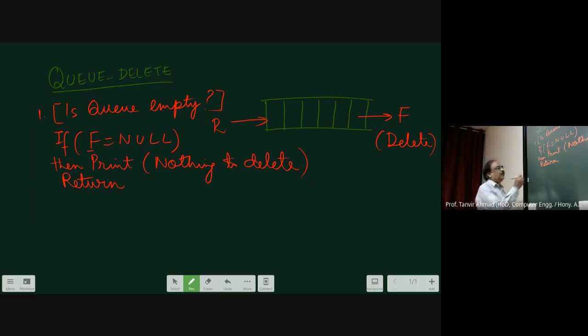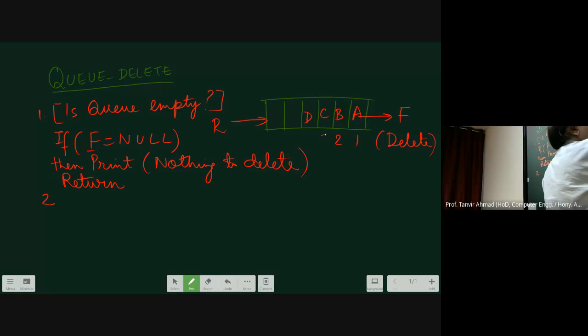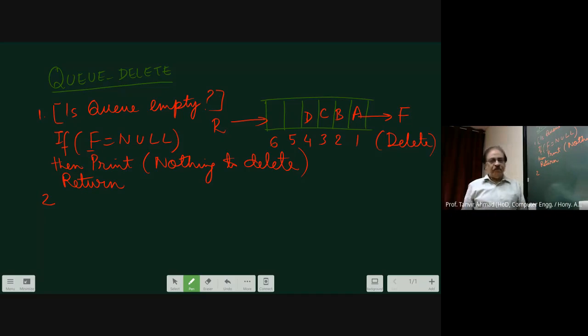Now suppose the elements are over here. Let us take the elements A, B, C, and D. Now 4 elements are there. Obviously you can only delete A because that is in the front of the queue, and you have no other elements which you can delete. Here the positions are 1, 2, 3, 4, and then 5, and let us take this last one as 6 or max.